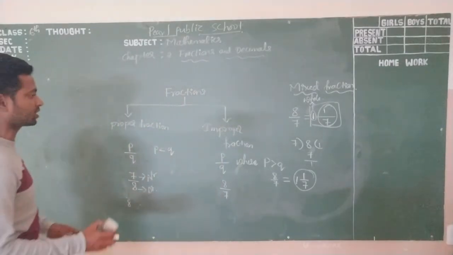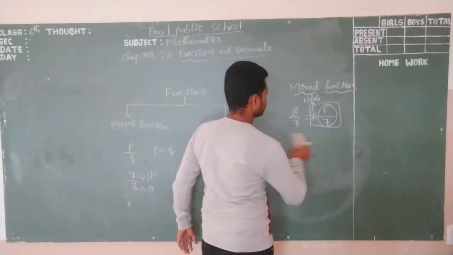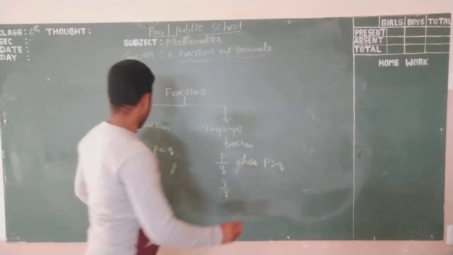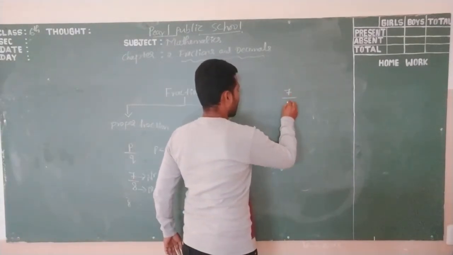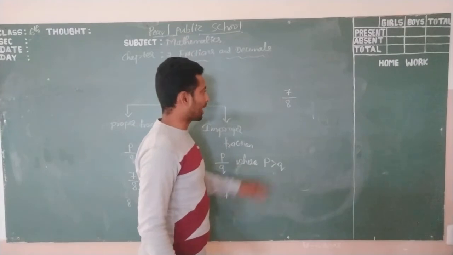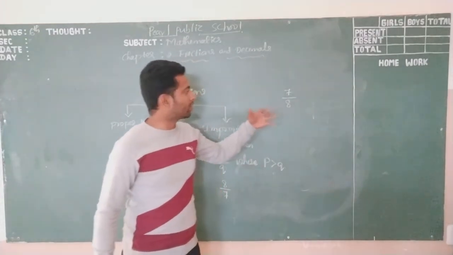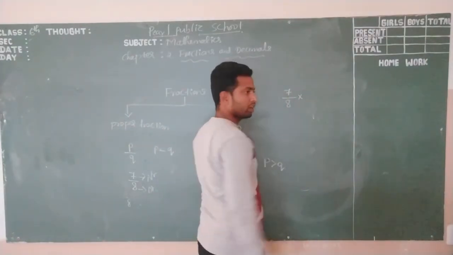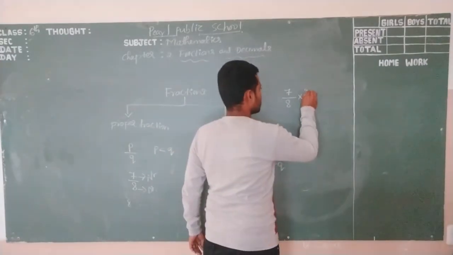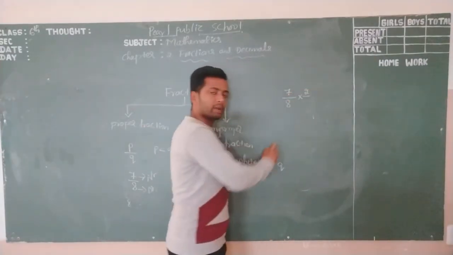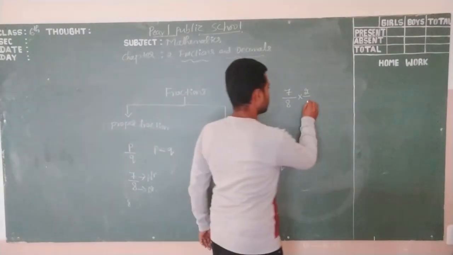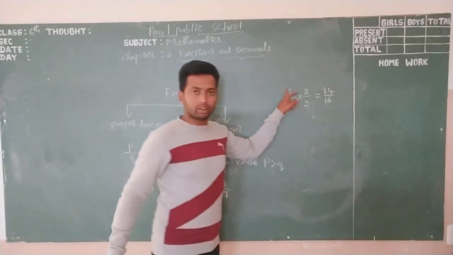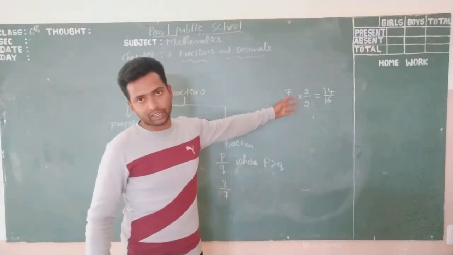Now the equivalent fraction. What is an equivalent fraction? Suppose I have one fraction, 7 by 8. To determine an equivalent fraction of this 7 by 8, you multiply by the same whole number. Suppose 2: the numerator is multiplied by 2 and the denominator is also multiplied by 2. 7 into 2 is 14, by 16. This 14 by 16 is an equivalent fraction of 7 by 8.